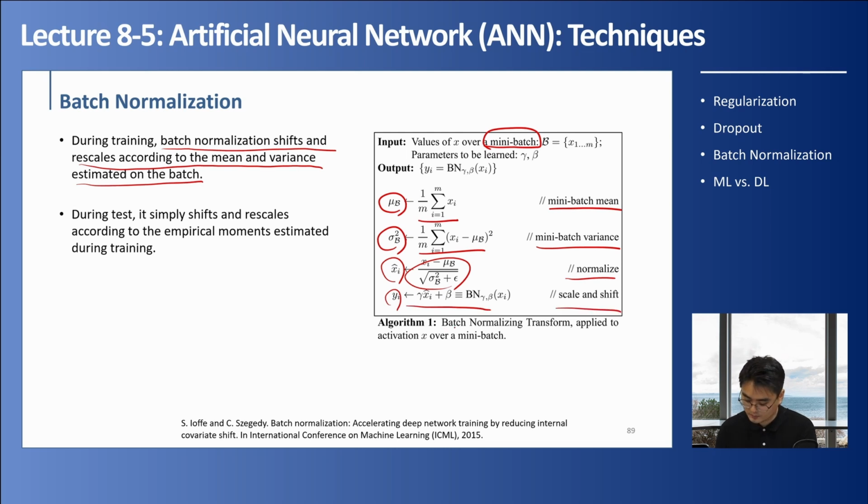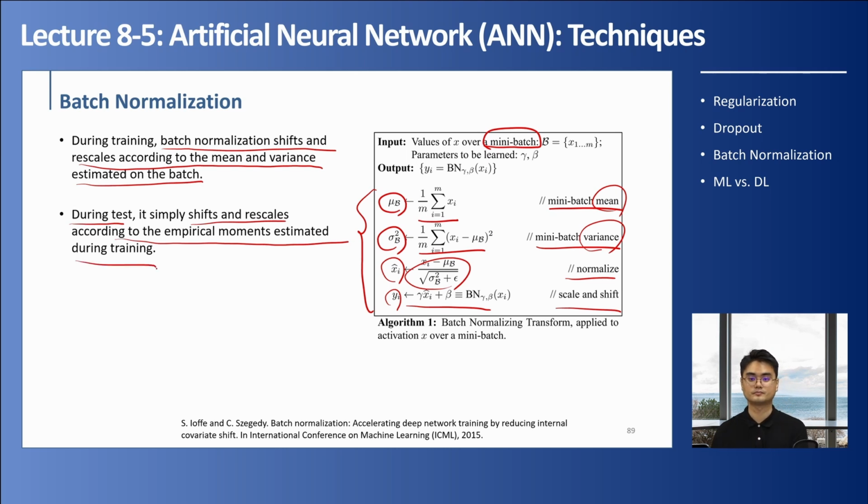So this is how you do batch normalization during your training step. However, in your testing set, you should not use the statistics from your test data samples. You need to use the statistics, the mean and variance, that were estimated in your training data sample. So during the testing step, you can simply shift and rescale your layers according to the empirical moments estimated during training.